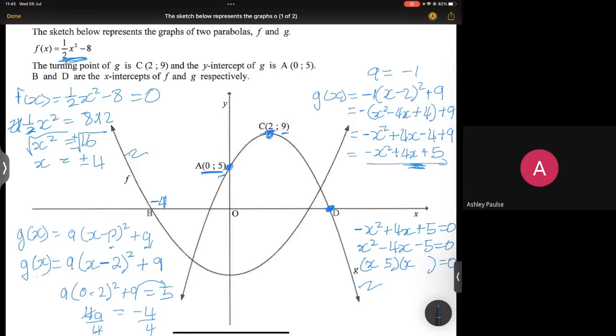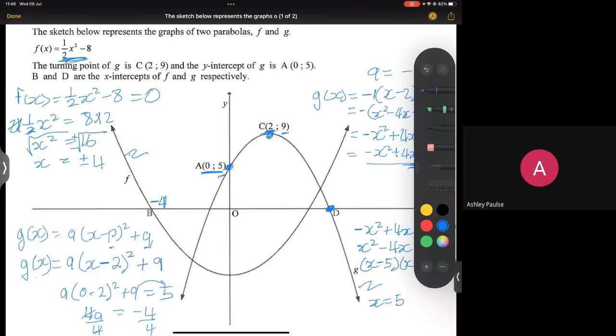Sorry. So I'm going to find 5 and 1. Okay, so that would be minus 5x, and that should be positive 1. Sorry about that, ladies. So it means my x-intercept would be x equals 5, or x equals 1.